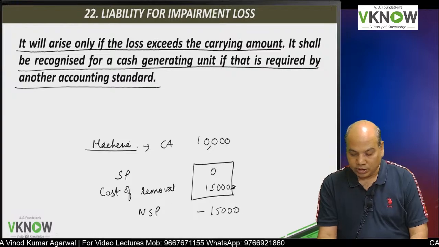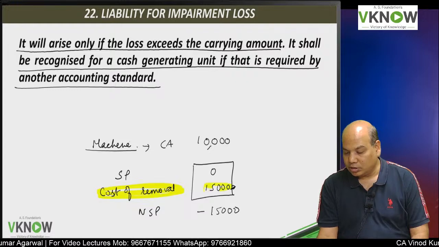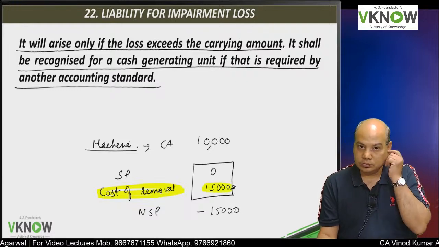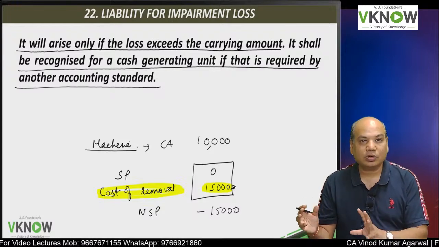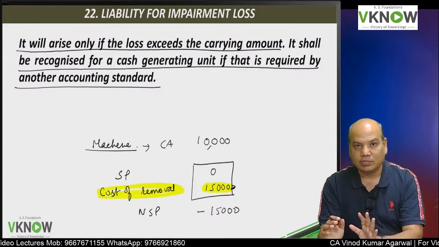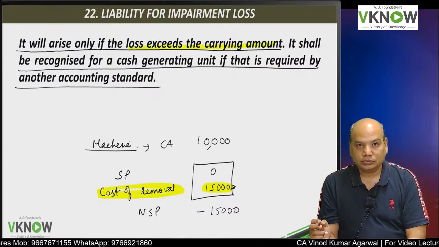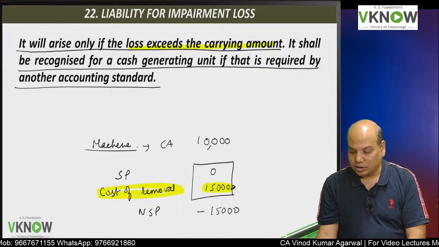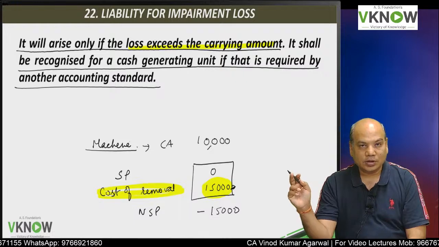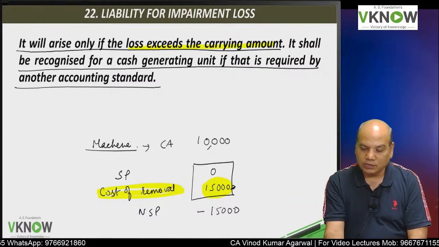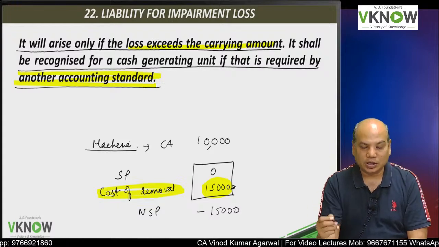So sometimes we might have to incur some liability for removal. We might have a commitment that we will remove it, and that might cost 15,000 even though selling price is 0. So the loss exceeds the carrying amount. If there is a present obligation to provide for this liability, then I will provide for it if required by any other accounting standard.